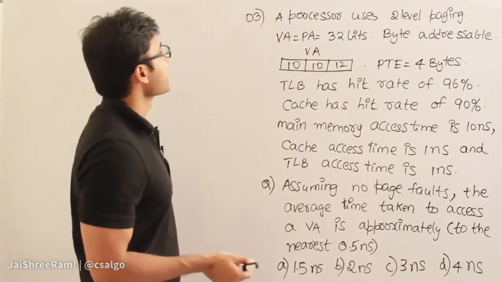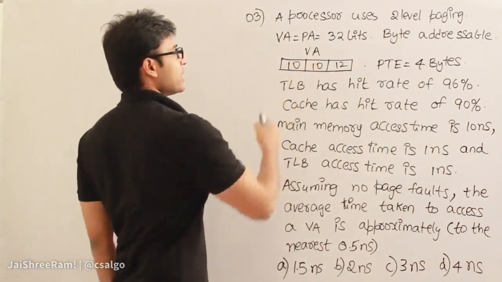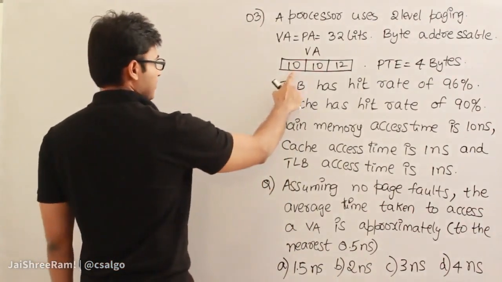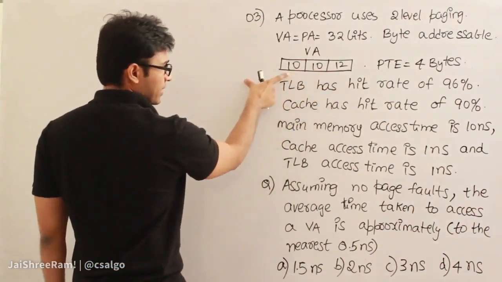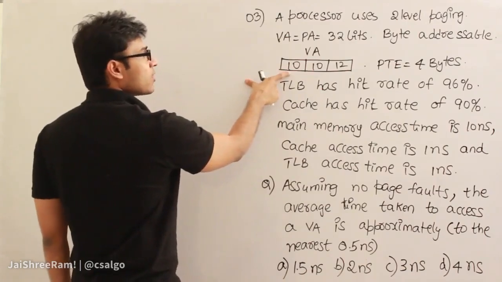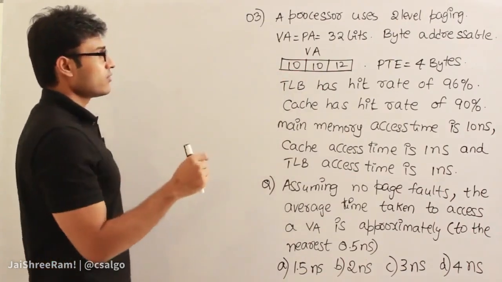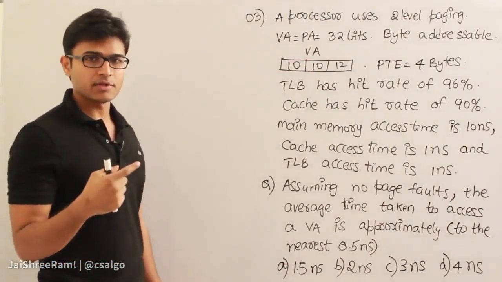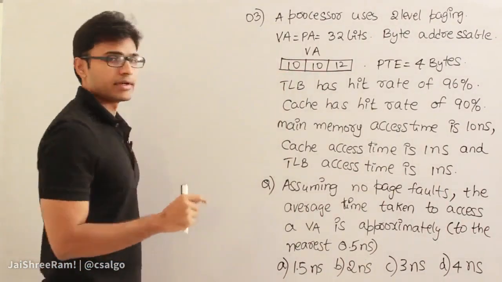And next, the virtual address is divided like this. The virtual address is divided into three parts. First one is 10 bits, 10 bits and 12 bits. They are saying that the first 10 bits are used to index into the outer level page table. Therefore, how many entries are there in the outer level page table? 2 power 10 entries, right?